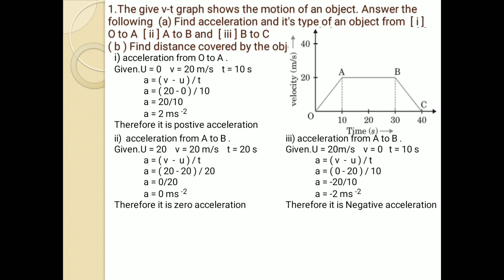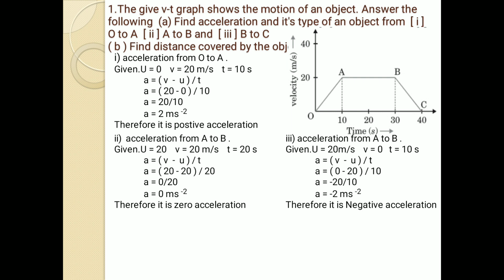One more, the third one, we have to find out acceleration from B to C. Obviously velocity is decreasing, right? B to C, it is coming to rest, motion to rest. So we have to get negative acceleration here. We'll find out now. Acceleration from B to C.